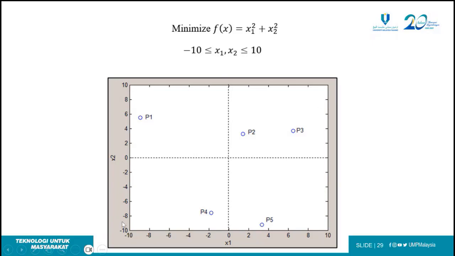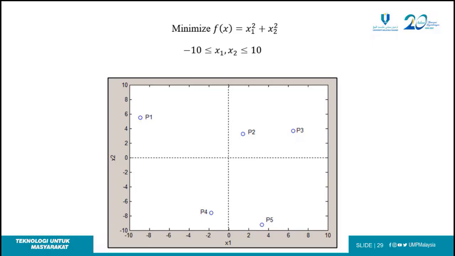So this is the search space, right? And we create a set of candidate solutions. P1 until P5 here are the candidate solutions. These candidate solutions will try to find the best possible solution, so they will move in a certain direction according to the algorithm that we use.